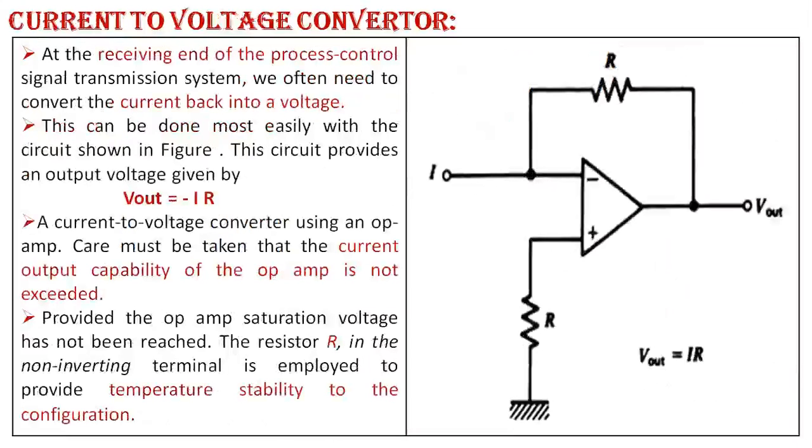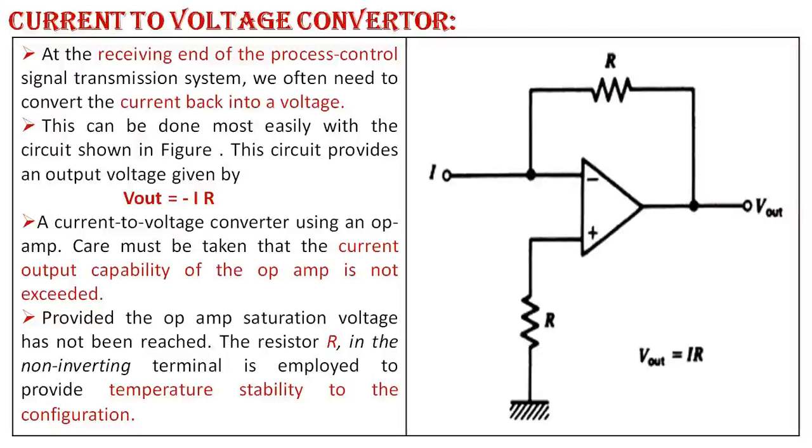Next one is the current to voltage converter. So that diagram shows how to convert the current into voltage by using an op-amp. At the receiving end of the process control signal transmission, we often need to convert the current back into the voltage. This can be done most easily with the current to voltage circuit as shown in the figure. The circuit provides an output voltage given by V out is equal to minus IR. The current to voltage converter using an op-amp.